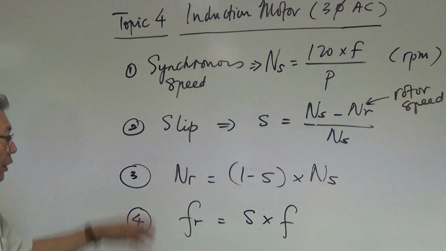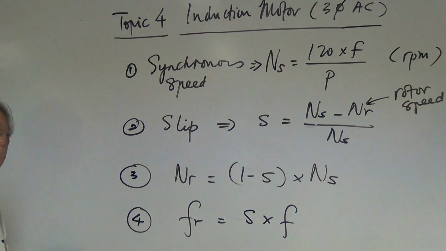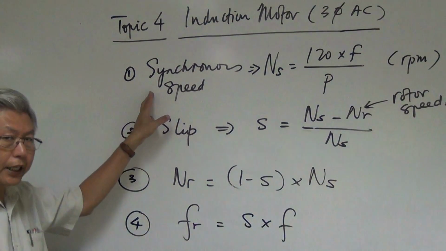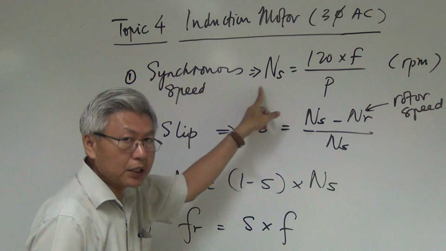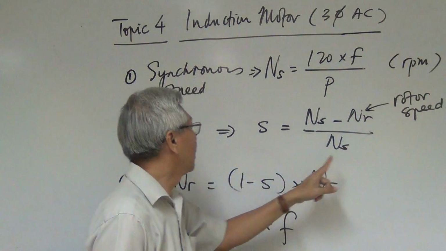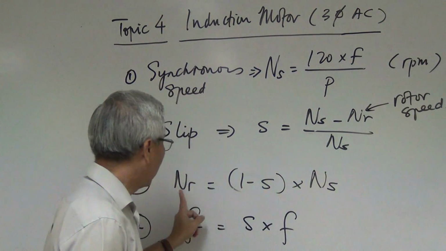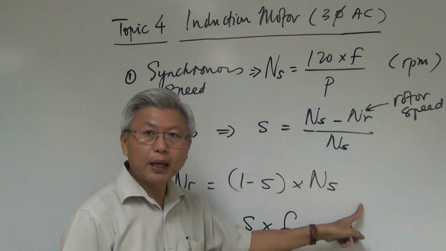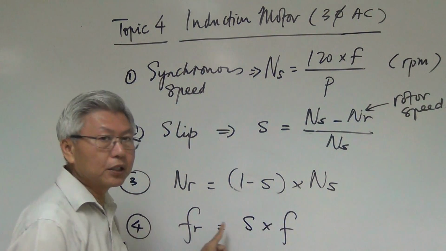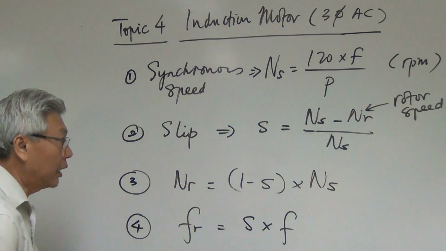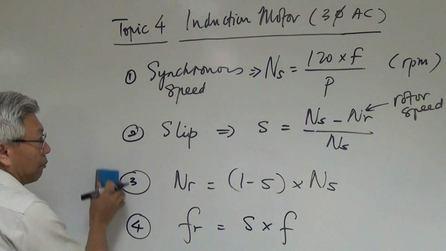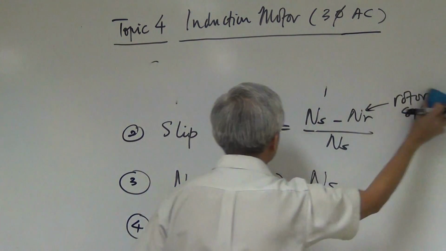Are we okay with these basic four formulas? Let's pause for a while and take a look again. Synchronous speed is 120 f over P. Slip is Ns minus Nr over Ns, and rotor speed is 1 minus s multiplied by Ns, and fr is equal to s times f. Let's work on a simple example to illustrate these four formulas.